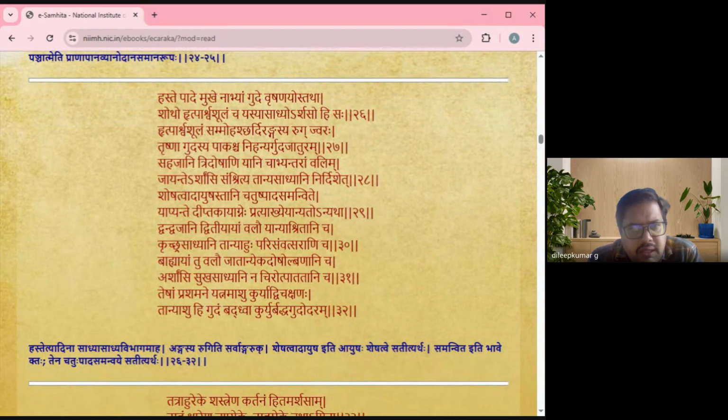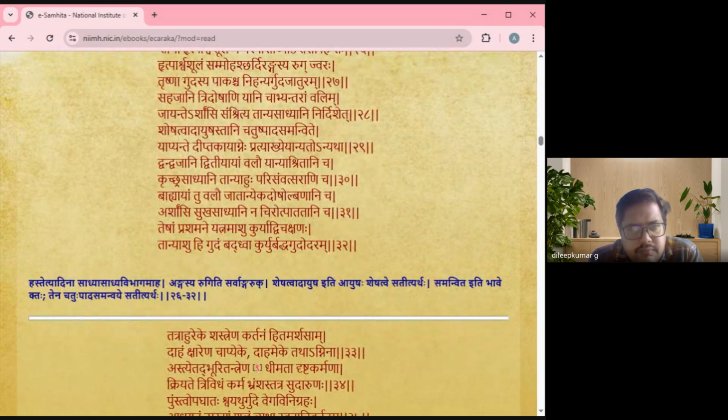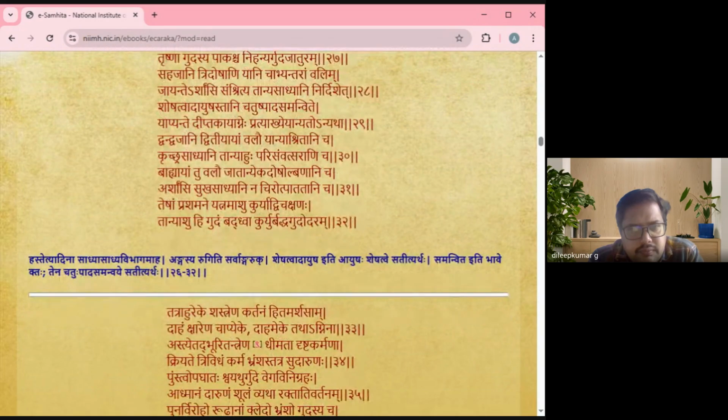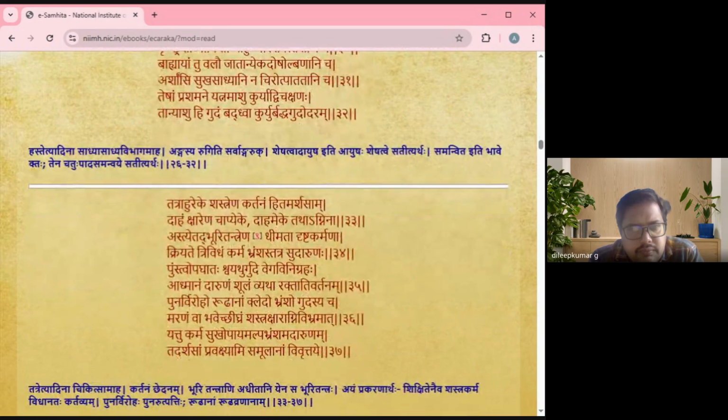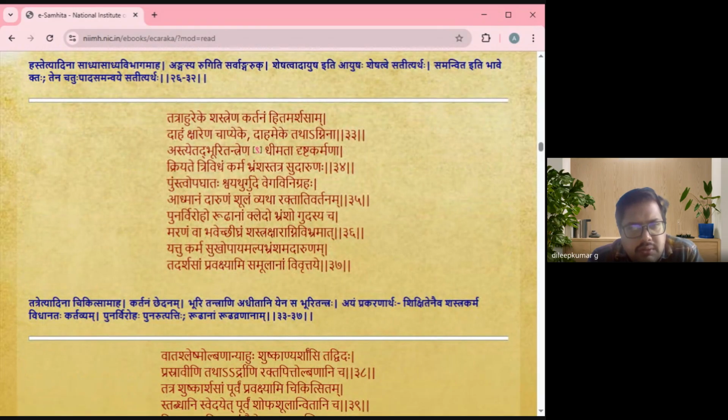So Arshas can develop in other places like Haste, Pade, Mukhe, Nabhyam, etc. According to some, Arshas should be treated with Shastra, some with Daha, Kshara, etc. That is Agni Karma, Kshara Karma, Shastra Karma. Many things are there, but all these are associated with complications, Sudaruna.